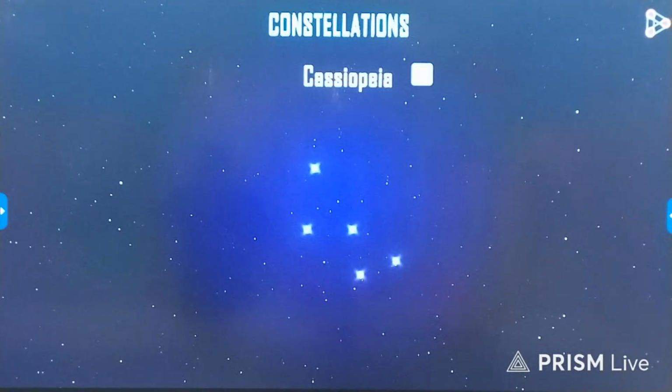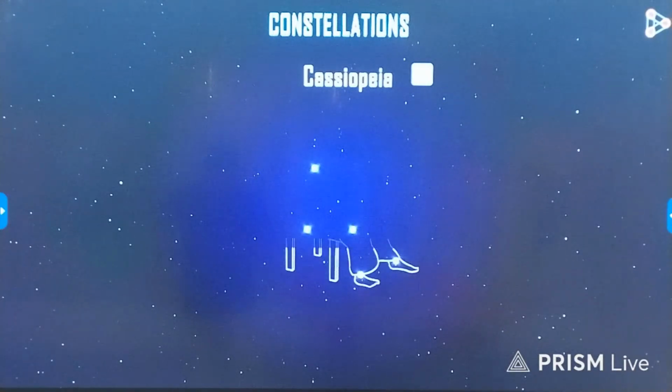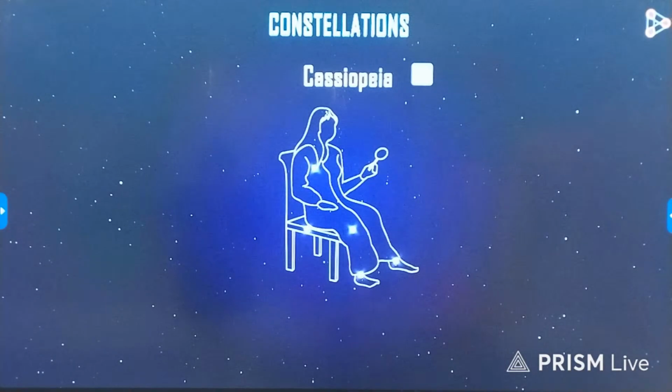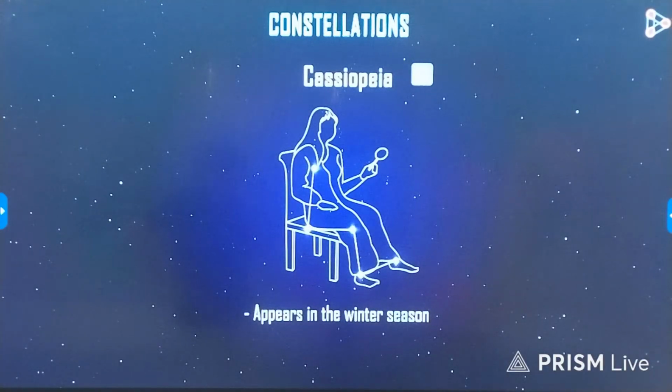Another constellation is Cassiopeia. This constellation is named after a queen called Cassiopeia of Greek mythology. The constellation is even given the pattern of the queen. It appears in the winter season in the early night and forms a distorted W or M.